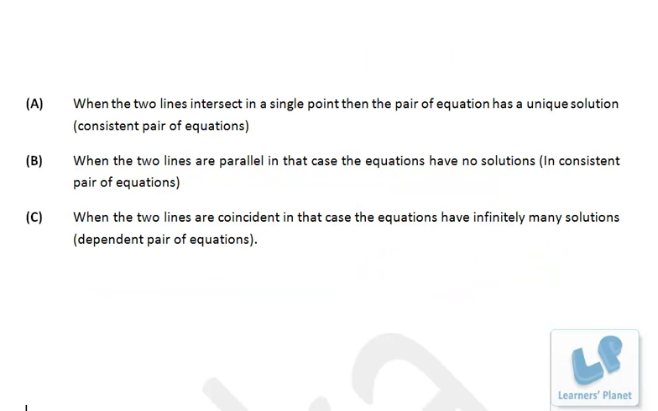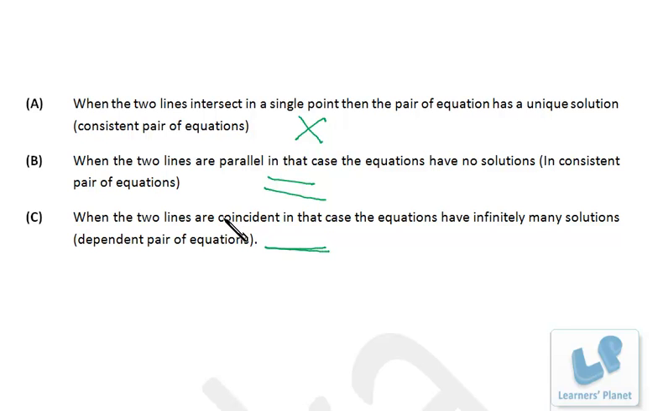Now friends, let's discuss what is a consistent pair of equations and what is an inconsistent pair of equations. We have discussed three examples about two lines. Either the lines are parallel to each other, or they intersect at one point, or they coincide with each other. So we have discussed the three situations for two lines.